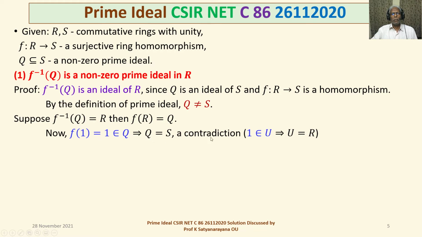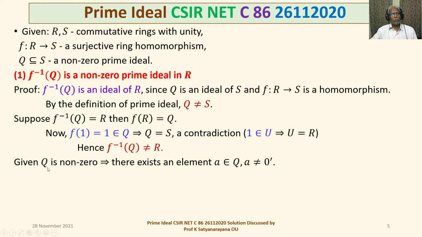We are using the result: if R is a commutative ring with a unit element 1, and U is an ideal of R, then 1 belongs to U implies U is equal to R. So 1 belongs to Q, Q is an ideal, so Q is equal to S. We are using this result, a contradiction. This contradiction shows that F inverse Q equal to R is not true. So therefore, F inverse Q is not equal to R.